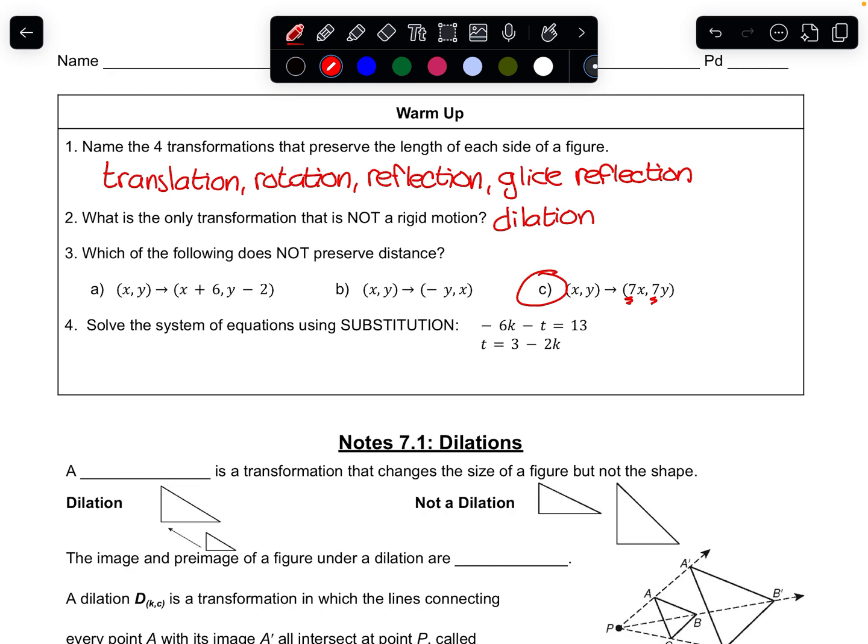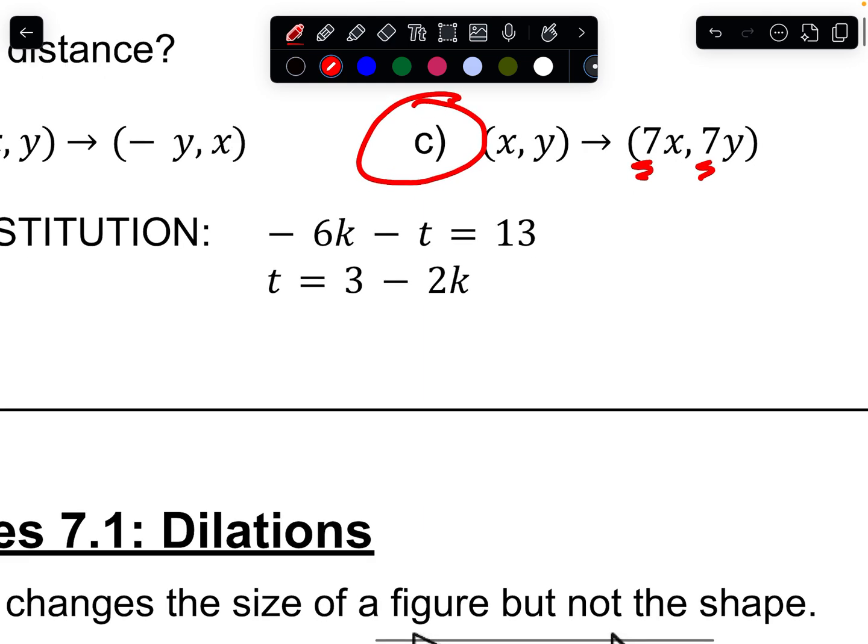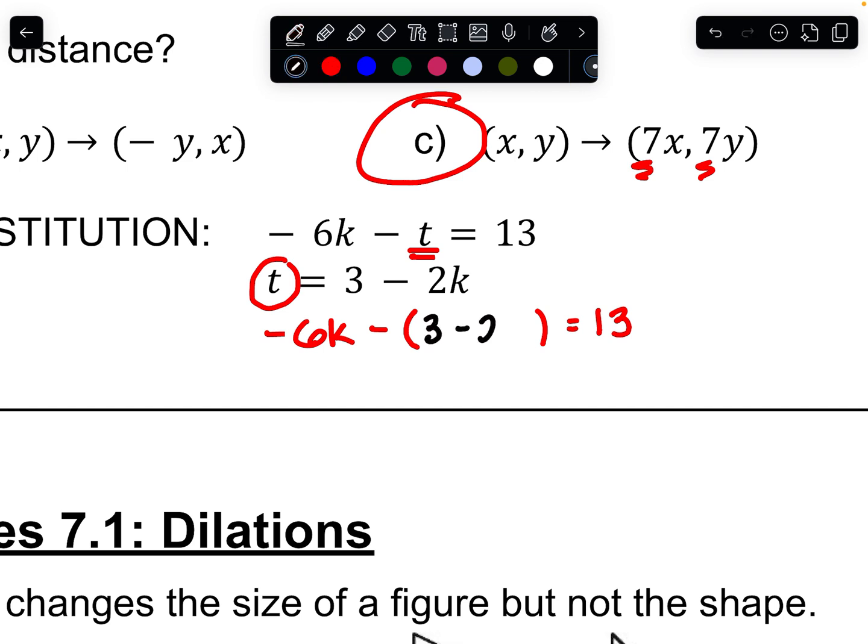Number 4 is an algebra review problem. We're using substitution. So this bottom one, it already says t equals. So we're going to replace t with what t is equal to. So negative 6k minus t is equal to 13. You have to plug in t with the parentheses in this case because of that minus sitting there. I'm actually going to plug it in black so you can really see what we're doing.